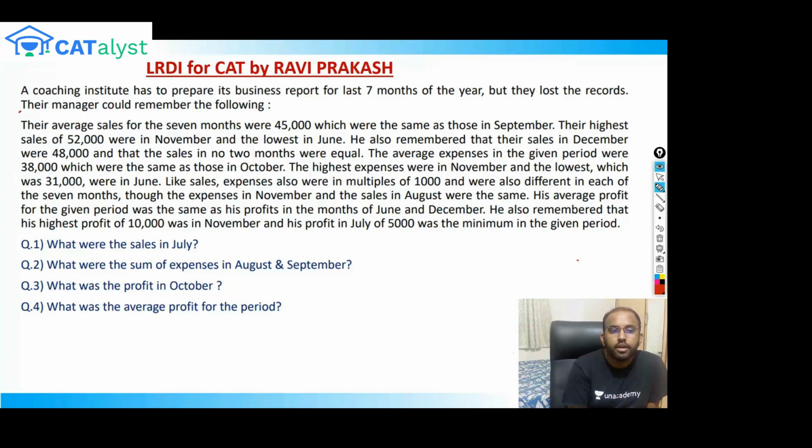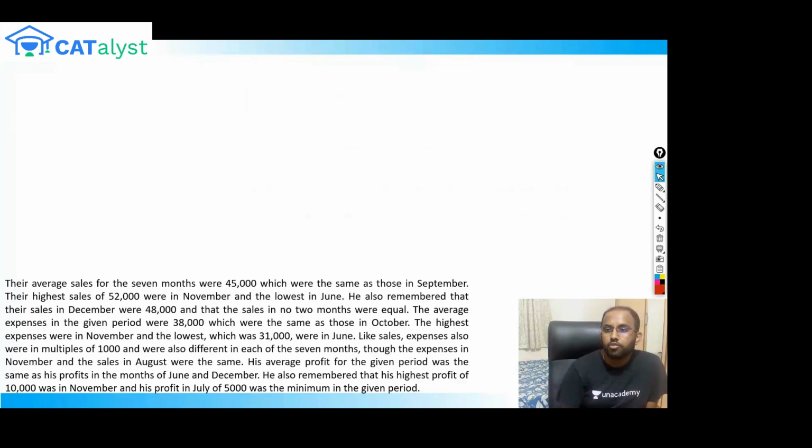I'll give you a summary. From here to here, they're talking about the sales part. Then from here to here, they're talking about the expense part. And from here to here, they're talking about the average profit. So this data is basically in 3 parts: sales, expense, and profit. So I'll make a table like that.